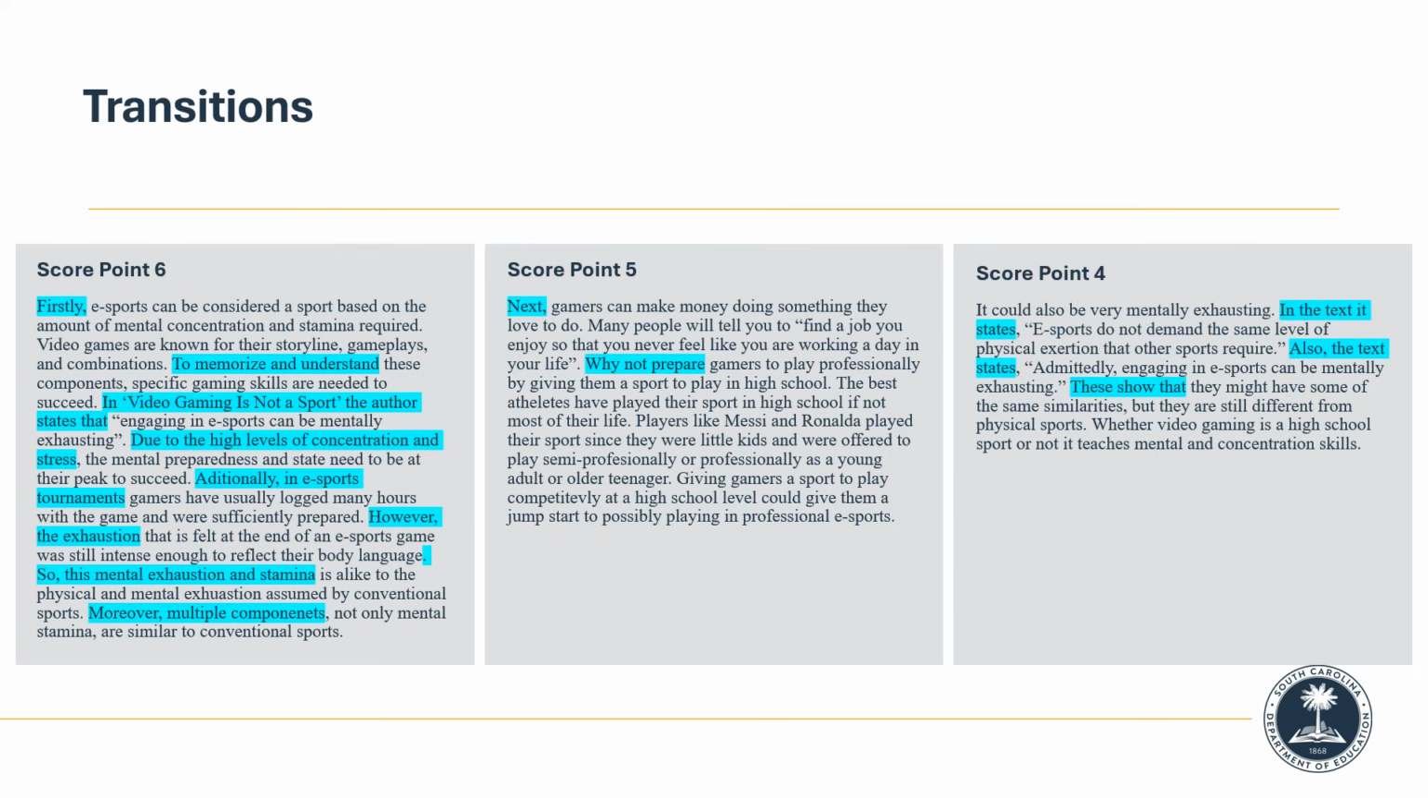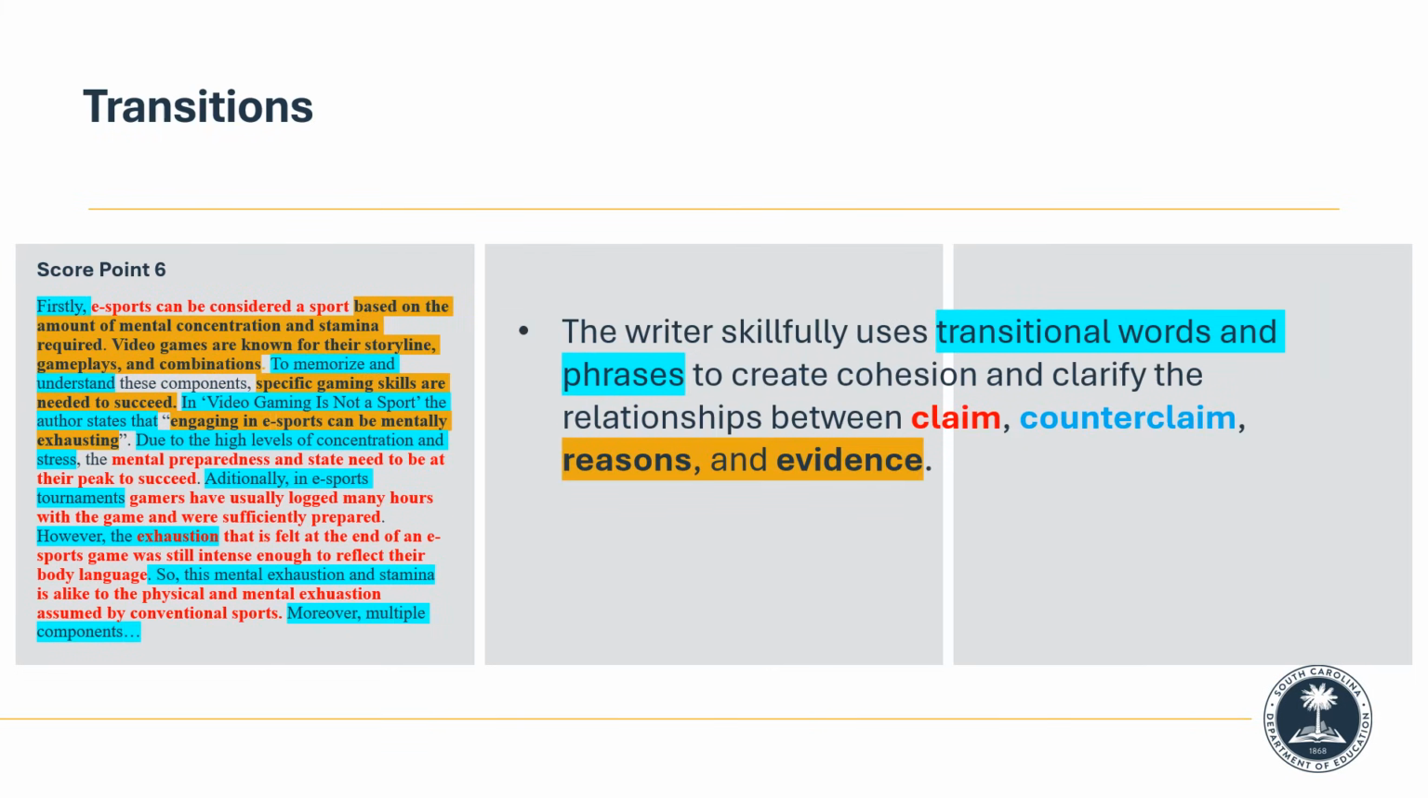As mentioned earlier, transitional language has multiple functions in writing. Let's look at how our student writers use transitions in their responses. You'll notice the writer of the score point 6 response links together the claim, counterclaim, which is not pictured in this example, and reasons and evidence. Notice too that the writer varies his or her sentence beginnings and types to aid the audience in reading the response.